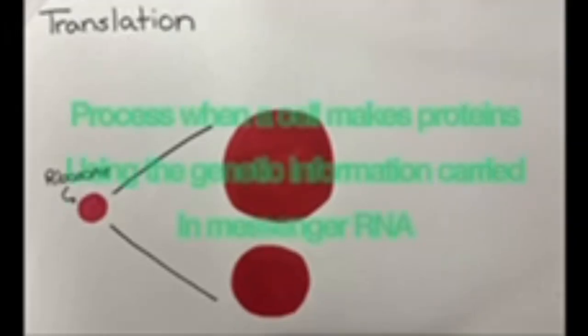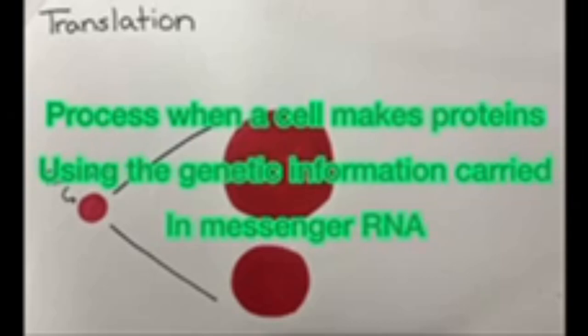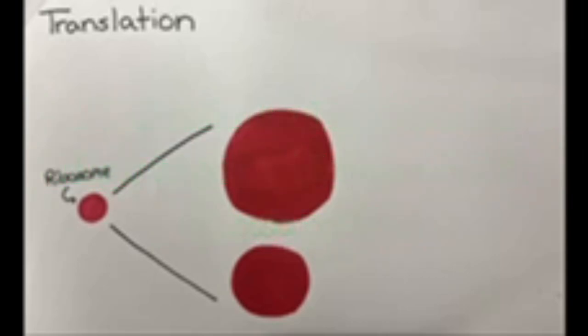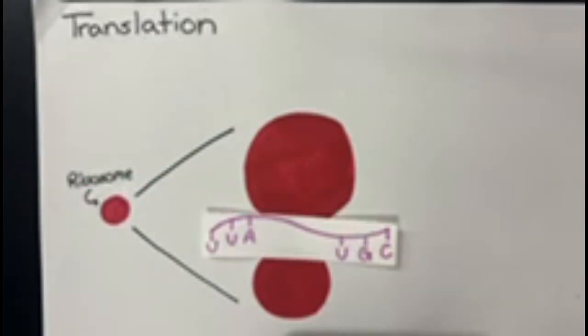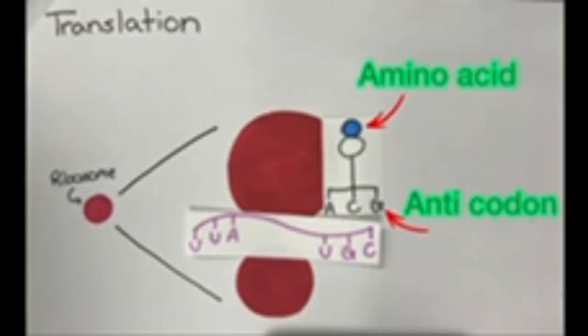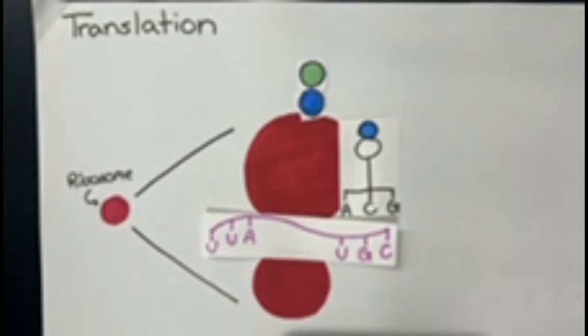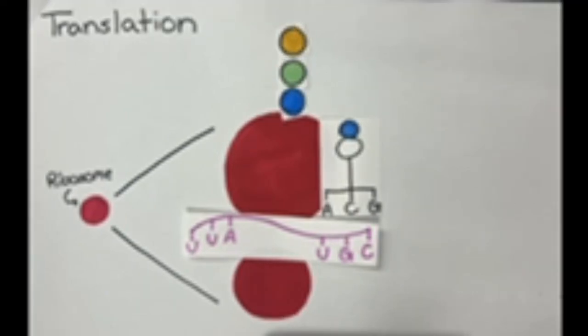Next comes translation. Translation is the process when a cell makes proteins using the genetic information carried in messenger RNA. tRNA is when ribosomes section off the messenger RNA, making codons. Then, transfer RNA brings an amino acid and an anticodon and attaches to the codon. This process happens multiple times with different tRNA connecting with different codons, and slowly the amino acids start to stack up and create a protein chain.